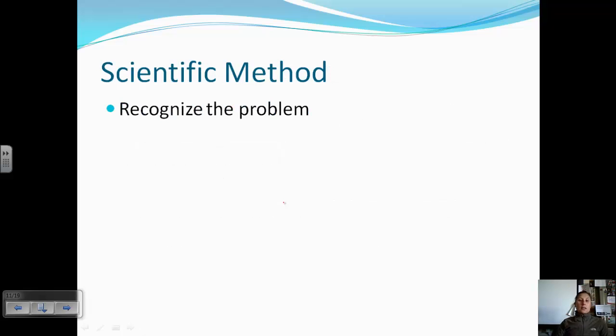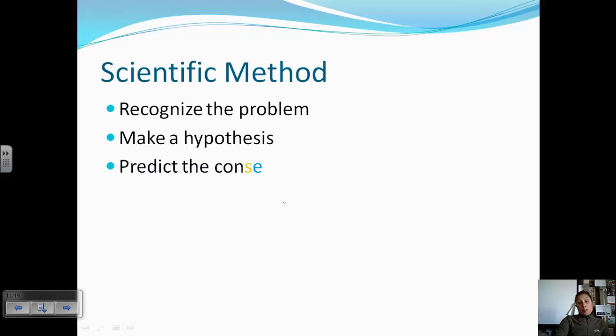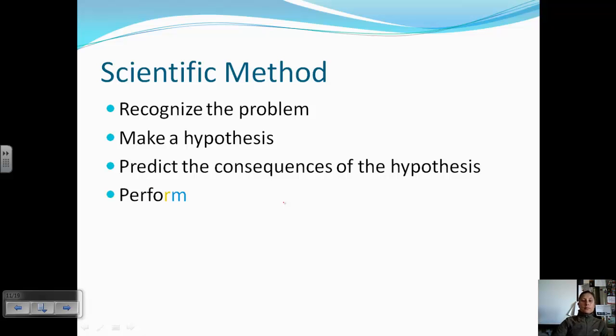So let's talk about what those steps are. First, you have to recognize the problem. Let's say your car won't start, or your mechanical pencil doesn't work, which always seems to be my problem. So I recognize that as a problem. I make a hypothesis. Let's say I assume that the lead is stuck on the tip of the pencil. Or for the car, if you're knowledgeable on how cars work, maybe you could come up with some reason why it's not working. Then you predict the consequences of your hypothesis. What do you think is going to happen?